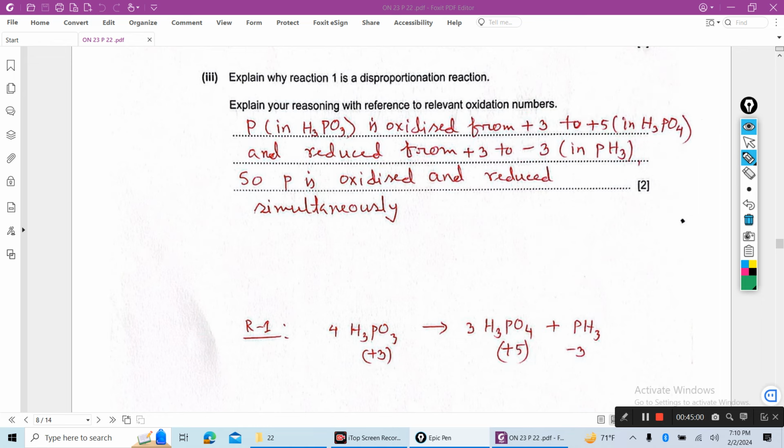That means phosphorus at a time is oxidized from plus 3 to plus 5, and at the same time reduced from plus 3 to minus 3. So you can write phosphorus is oxidized and reduced simultaneously. That's why this reaction is known as a disproportionation reaction.